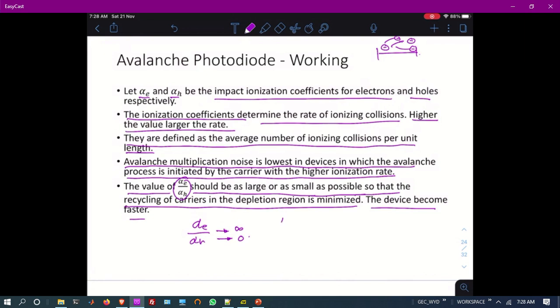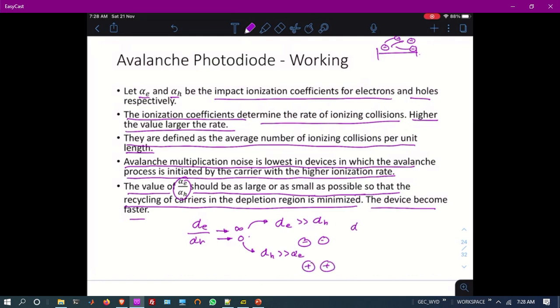If it is very high, that means alpha e is much greater than alpha h. Okay. So, in that case, more number of electrons are produced. If alpha e by alpha h tends to 0, then alpha h is much greater than alpha e. In that case, more number of holes are produced.